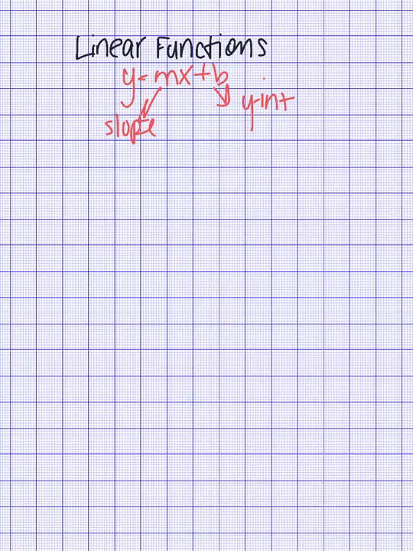To review linear functions, let's start with the equation. The equation is y equals mx plus b, where m is your slope and b is your y-intercept. Now your slope is the rise over the run, especially if you're looking at a graph. This tells you the steepness of the line. You could also calculate it as the change in y over the change in x values. That's easy if you have a table or a set of coordinate points.